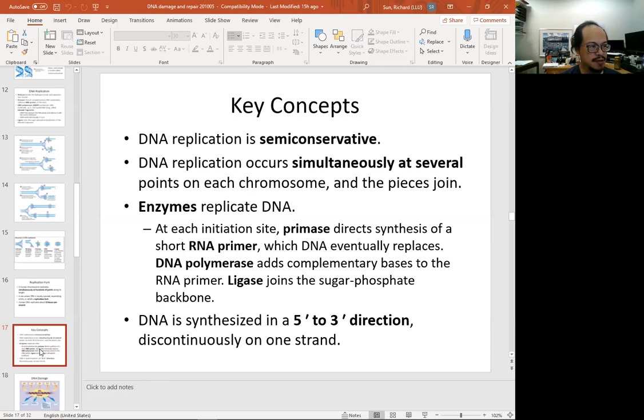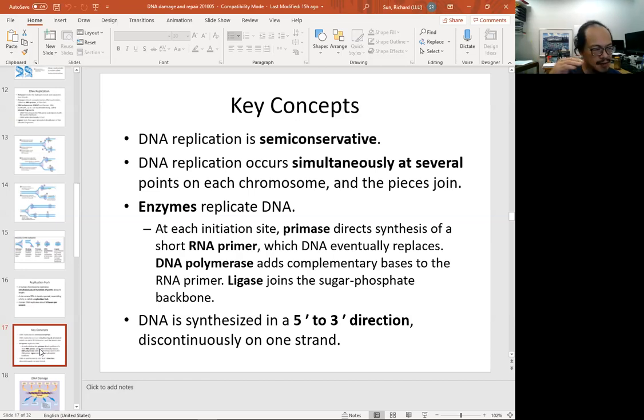This duplication is simultaneously happening at several points. And then pieces join together through this ligase. Enzymes. There are several enzymes important to conduct this replication. We have primase at the initial site to synthesize this short RNA primer. We have this DNA polymerase to complete this fragment, the Okazaki fragment. And then we have this ligase to seal the sugar phosphate backbone. So that's that.